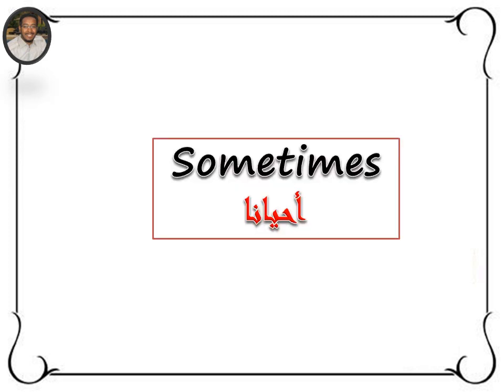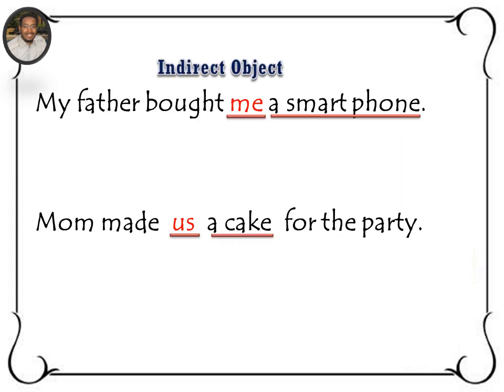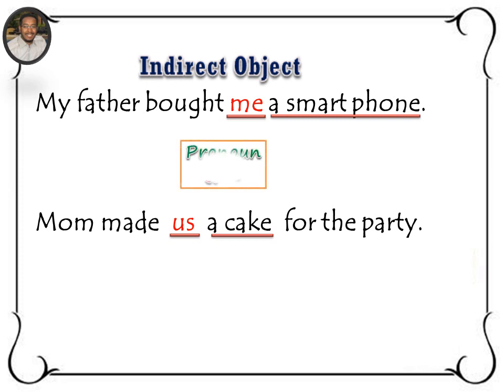But I want you to be careful, because sometimes the indirect object might come as a pronoun, like in the sentence, my father bought me a smartphone. So me is the indirect object. And mom made us a cake for the party. Us is the indirect object.